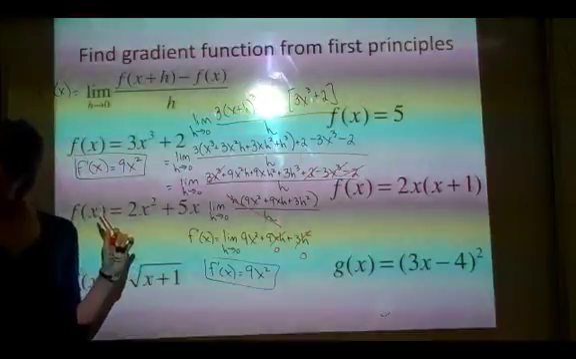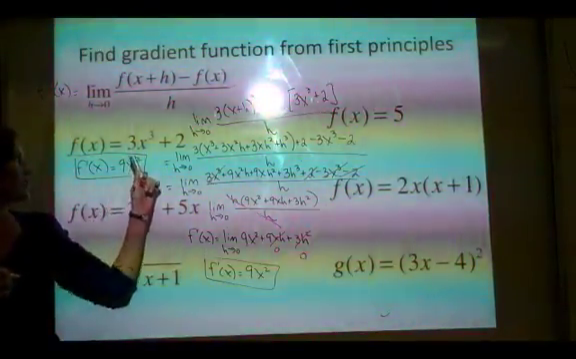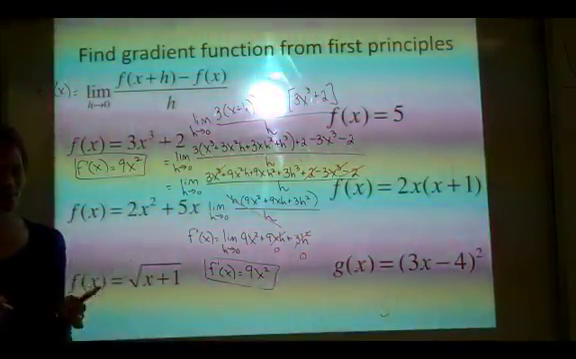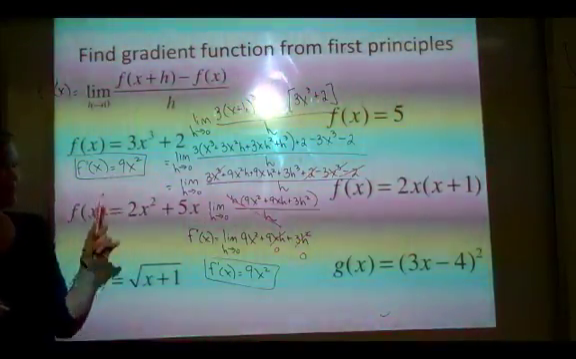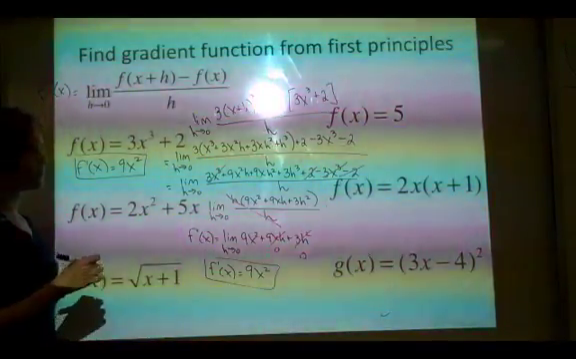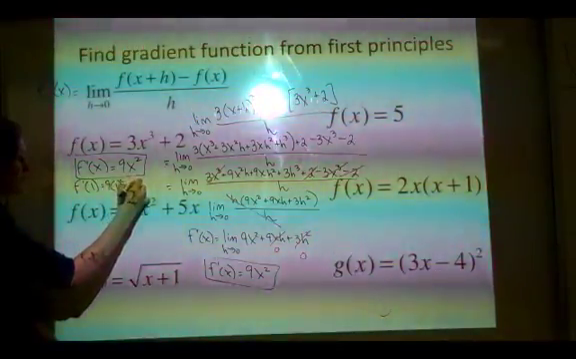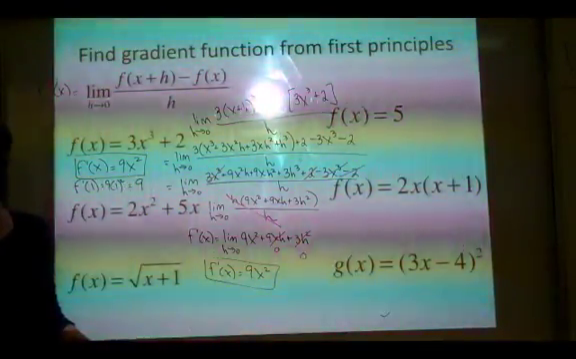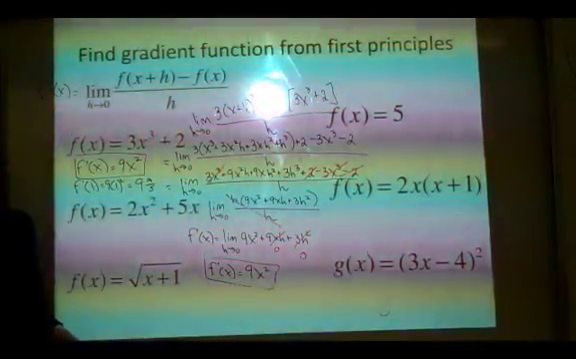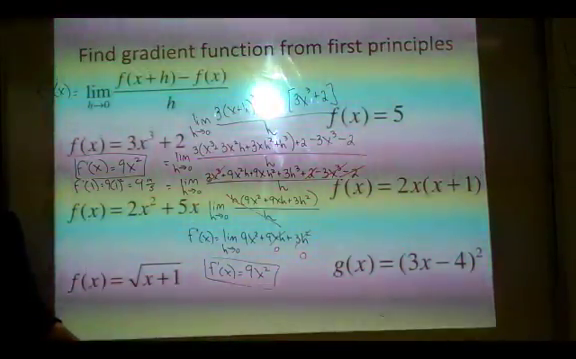F prime of x is the slope function, the gradient function. It tells me the instantaneous rate of change of this graph. Cubic, quadratic. If I wanted to know the slope at x equals 1, it would be 9, right? So if this was distance, this would be the rate of change in meters per second at that time. Is it making sense?